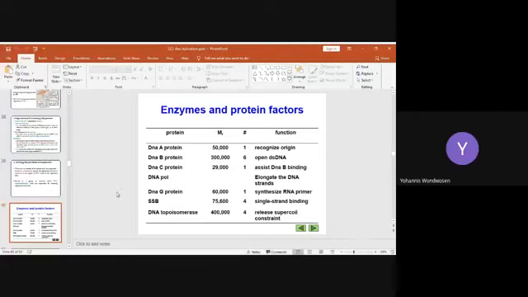Okay, the DNA polymerase is a major enzyme which undergoes the elongation process. It has different types, DNA polymerase 1, 2, and 3. We will see them with their specific activities.